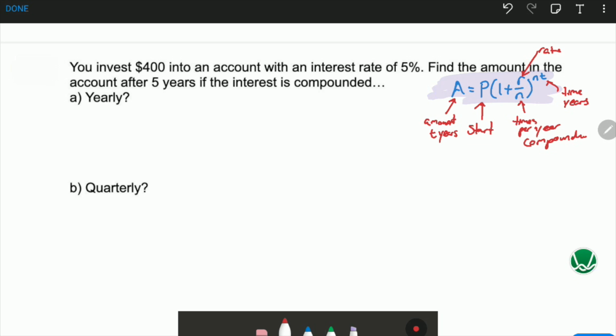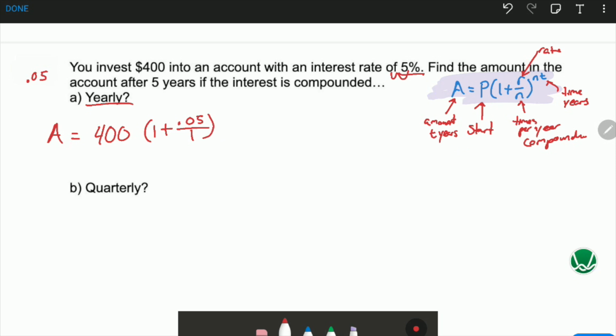So if I go through and try to fill stuff in, we're looking for the amount if we compound the interest yearly. So our starting amount is 400. We have 1 plus the rate. Remember, you need to convert the rate into a decimal. Our interest rate is 5%. As a decimal, 5% is 0.05, either moving the decimal place over by 2 or dividing it by 100. So 0.05. We're compounding annually or yearly this time, which means that's 1 time per year.